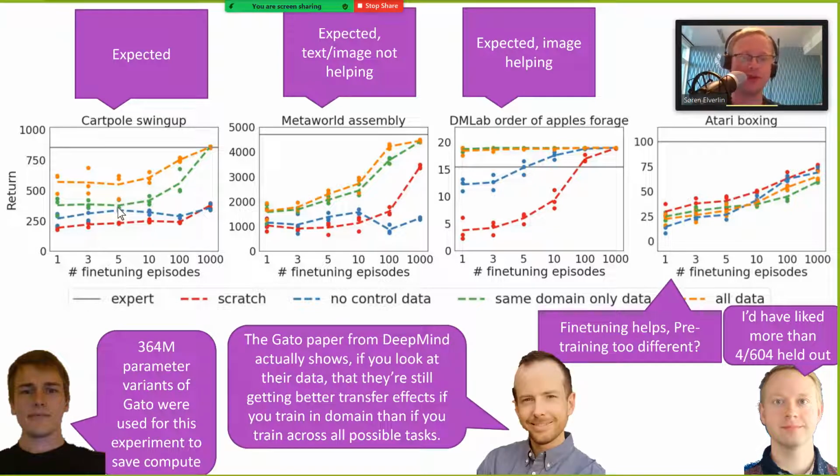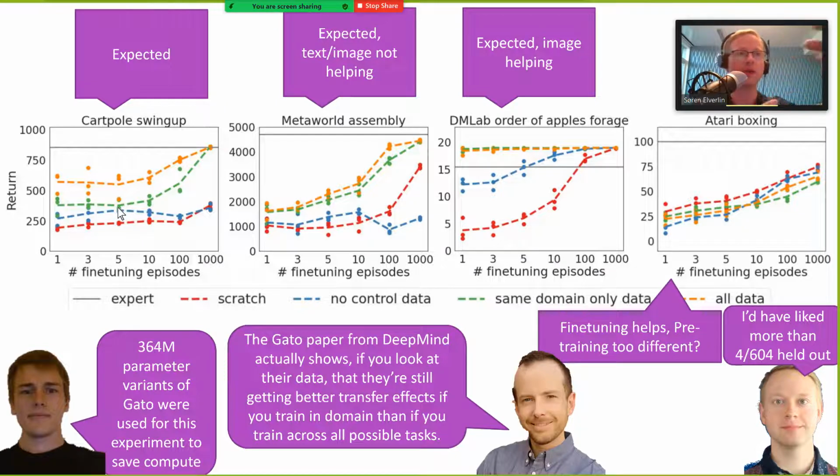A criticism of this work was made on Less Wrong, not on Less Wrong, an interview with Blake Richards, an assistant professor at the University of Montreal, I think, claiming in this case that they're getting better transfer effects if you train in domain than if you train across all possible tasks. And this can be interpreted in 2 ways. It can be interpreted as: it's better to train in domain than in other tasks. That's the obvious thing, right?